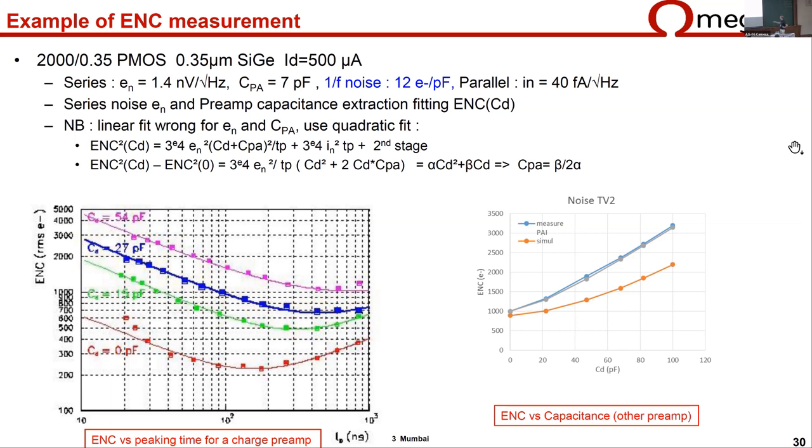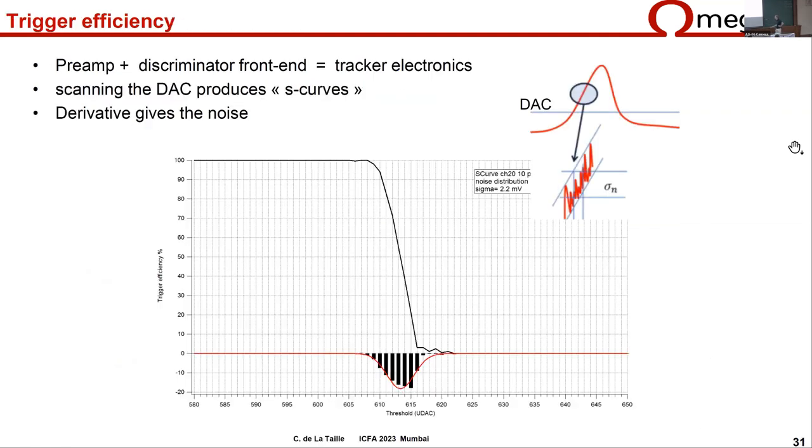You have to be careful when you do that. Very often people fit a straight line and they are surprised to see that they get a huge and unrealistic preamp capacitance. Actually, you should not fit a straight line on that. It looks like a straight line if you have a large enough capacitance, but it's not. And if you really want to extract parasitic capacitance, you need to use a quadratic fit scale here.